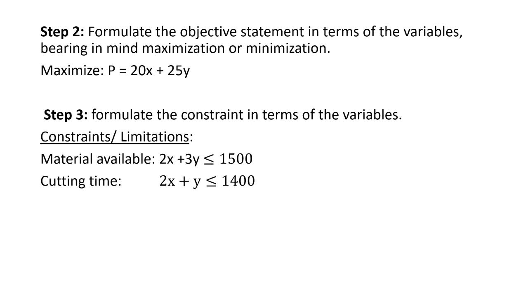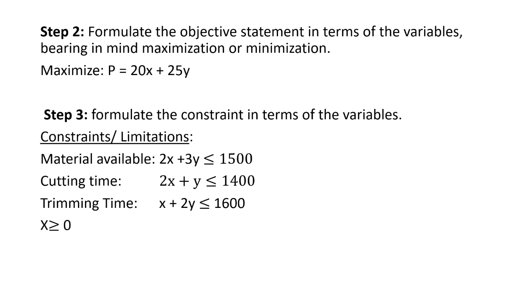Then what else limits us? The cutting time. It takes 2 hours to cut X, it takes 1 hour to cut Y, and altogether when we add up the cutting time, it should be less than 1400. Then the trimming time: it takes 1 hour for the shirts, 2 hours for the skirts, and when we add all that trimming time, this should be less than 1600.